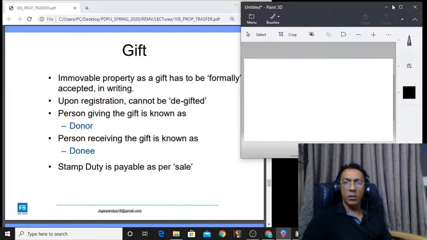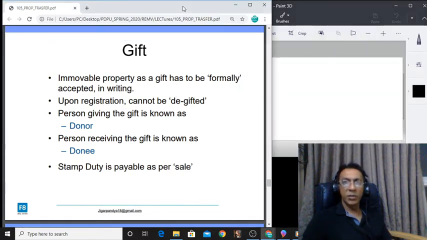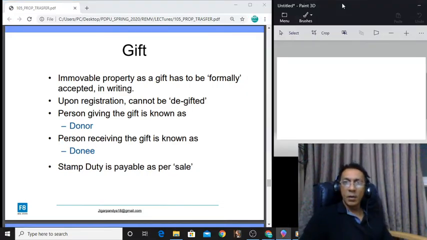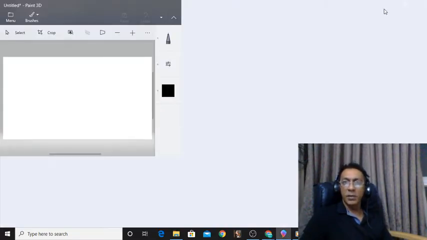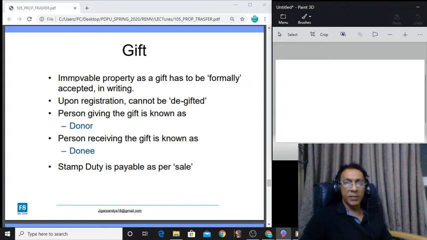Okay, let's continue. Let's talk about gift and situations where you would use it. The one thing about gift is that when you receive a property in gift or when you're gifting an immovable property as a gift, it has to be formally accepted in writing. That is mandatory. Because many times you may have a property which is more of a liability rather than an asset, and as per the law, a gift has to be formally accepted in writing. That yes, I am accepting this gift.